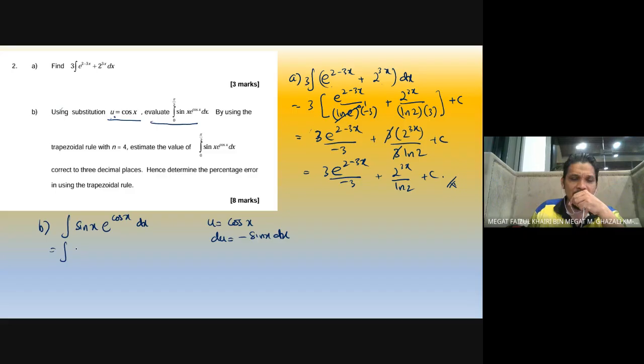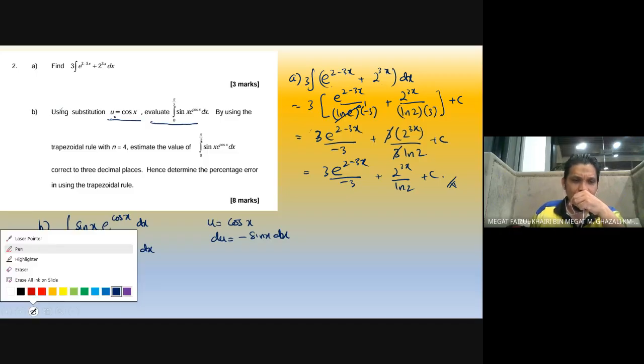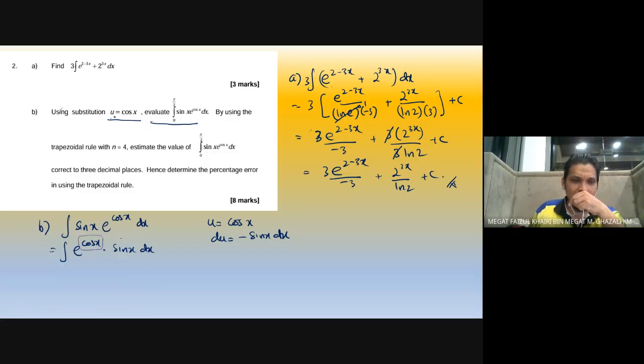So if I change the position of the e power of cos x and sine x dx, we have cos x here as u. We only have sine x dx here, and what we have right now is negative sine x dx. So we need to divide by negative, so negative du equals sine x dx. Next, we compare this sine x dx; we have it here, negative du equals sine x dx.